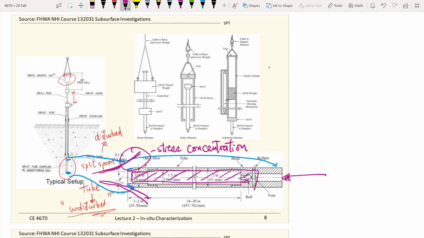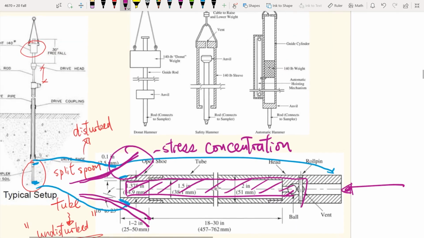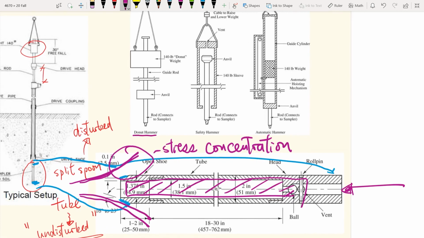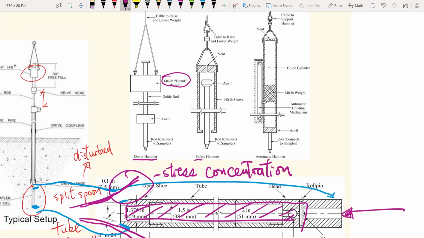And we have three different types of hammer. We have the donut hammer, which is the very old school original one. You are dropping 140 pounds of a donut type of weight onto the head, and then it goes down the rod to the sampler. There's another one that came later called a safety hammer, and also there's a more sophisticated one, the automated hammer, which is hydraulic to power the whole thing.